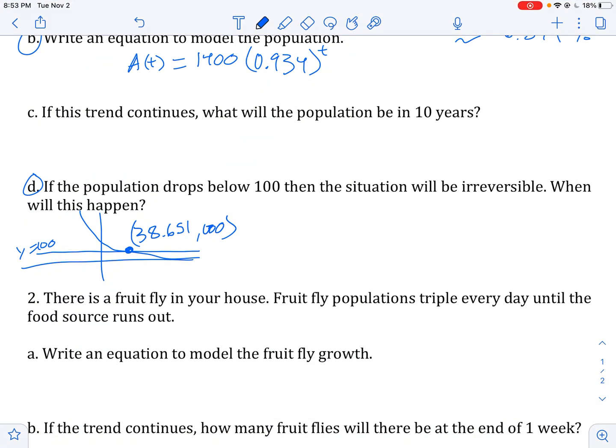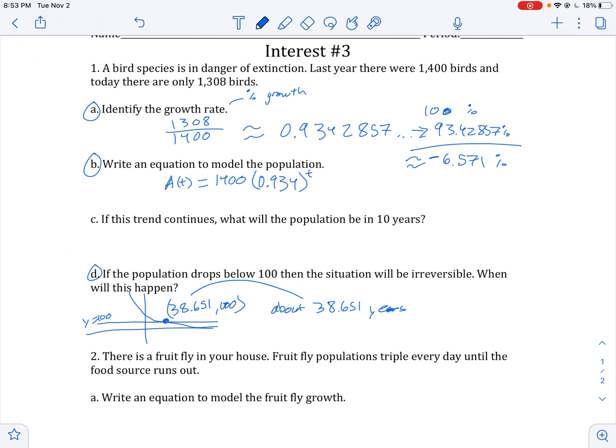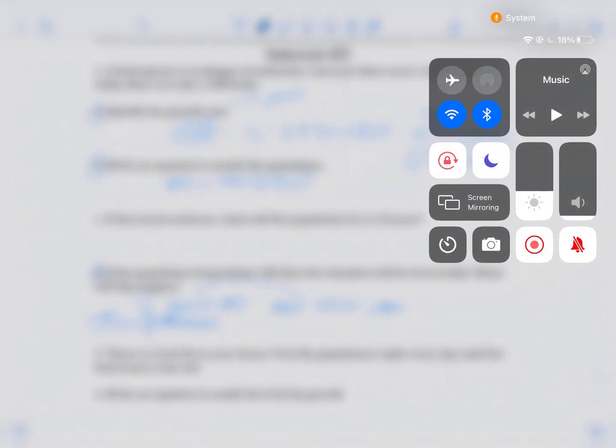So you got this point. You need to be able to tell which one is the right one. It's this one. That's the time. So we're going to put about 38.651 years. Ta-da! We figured it out. Hooray! That's it. We just kind of went over a few examples, like what does growth rate mean, how to write your equation again, how to figure out where it reaches a certain point. But there you go. Good luck on the rest of them.